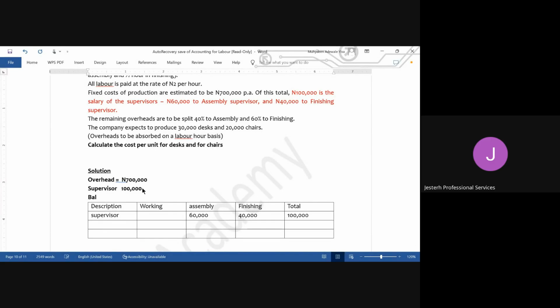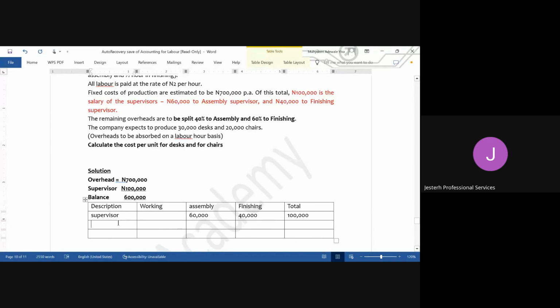Now balance. Our balance from the overhead will be the difference between these two. The difference between these two is 600,000. So what we are to apportion based on how the question asks us is going to be 600,000, no longer 700,000, because 100,000 from this 700,000 has been allocated directly to a specific center for a specific purpose.